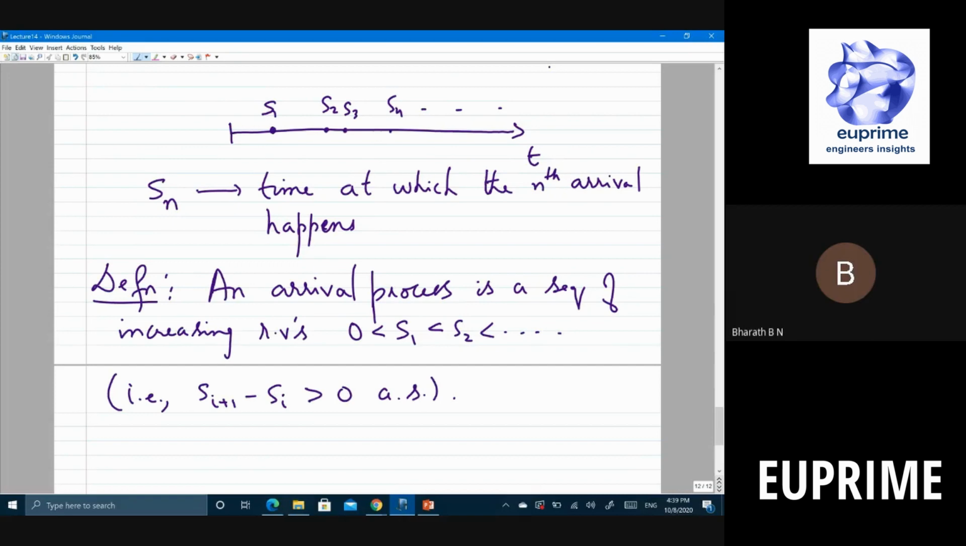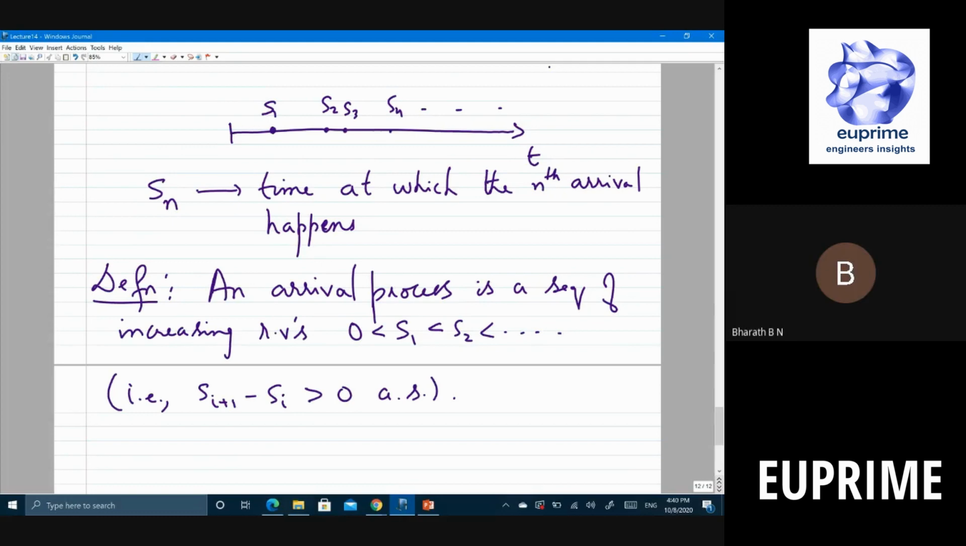Is that fine? It should be strictly greater than 0. The probability that this is equal to 0 is 0. That means in this example, no two people arrive at the queue at the same time. That means these Si are continuous, not discrete. If it is discrete, there is a chance that two people arrive at the same time. It's continuous, so the probability of two people arriving at the queue at the same time is 0. So this is called an arrival process.